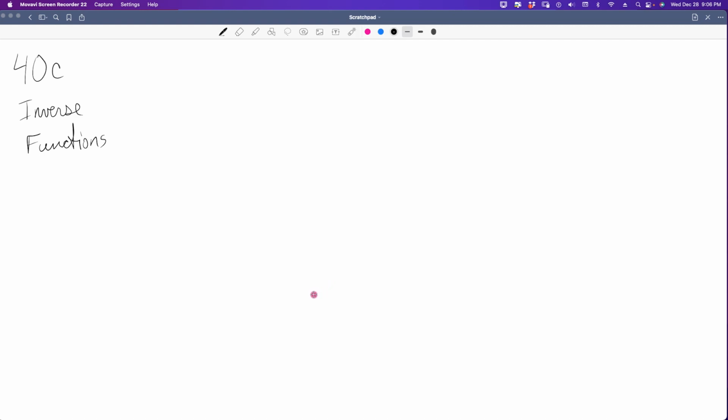So 40C is where we are. This is the last part of lesson 40. And we're going to talk about inverse functions. How do we know when we have inverse functions? So here's how you know if you have inverse functions.